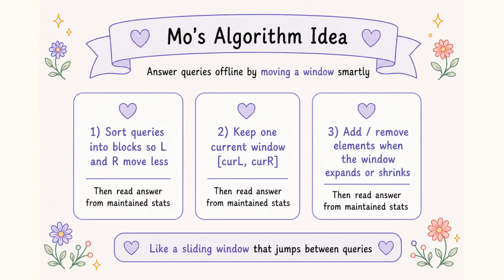Mo's algorithm idea, explained simply. We answer queries offline. First, sort the queries into blocks so the left and right borders move less. Keep one current window. When we go to the next query, we add or remove only the elements that changed. Then we read our maintained statistics. Think of it as a sliding window that jumps between queries.